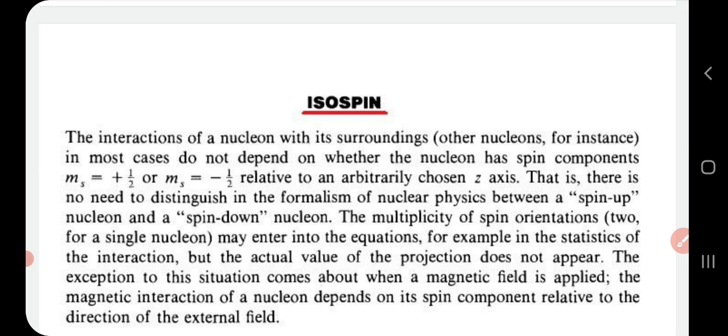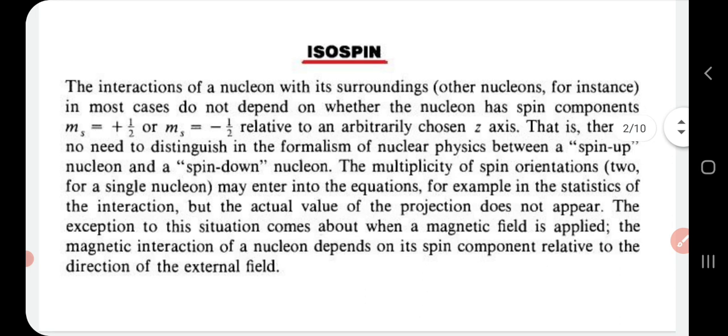Now, interaction of nucleons actually does not depend upon their spin orientation, that is whether it is having a spin up or spin down. If it is having a spin up, we will have ms is equal to plus half, and if it is spin down, we will have ms is equal to minus half. Generally, when we are considering the interaction between nucleons, the direction of spin orientation does not have any significance. However, multiplicity of spin orientation will have importance.